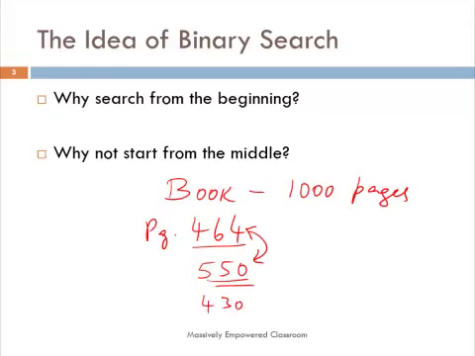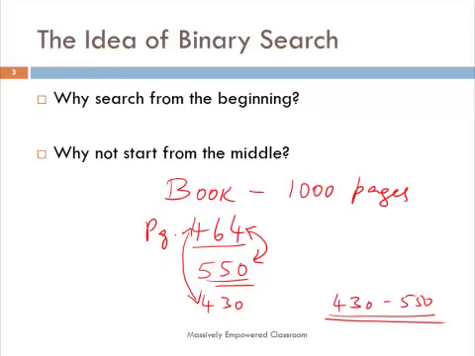Now 430, what do I do? I again compare it with 464. It's quite close to 464, but now I have gone too far back. I need to go further ahead. So now I only need to search between 430 and 550, right? The rest of the book has been eliminated. So eventually I will narrow down to the particular page 464. This is the idea of binary search.